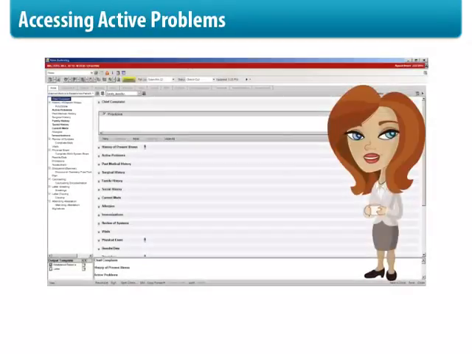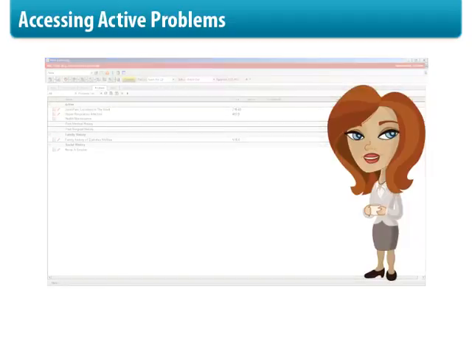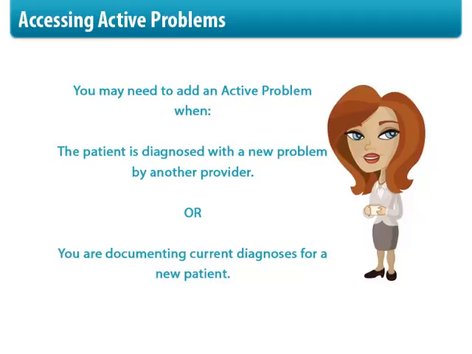While in your note, clicking the Problem tab will allow you to review, add, assess, or resolve active problems for your patient. Remember that active problems are current problems that the patient has been diagnosed with by you or another provider. You may need to add new active problems when a patient visits another provider and receives a diagnosis, or when you are documenting information for a new patient.